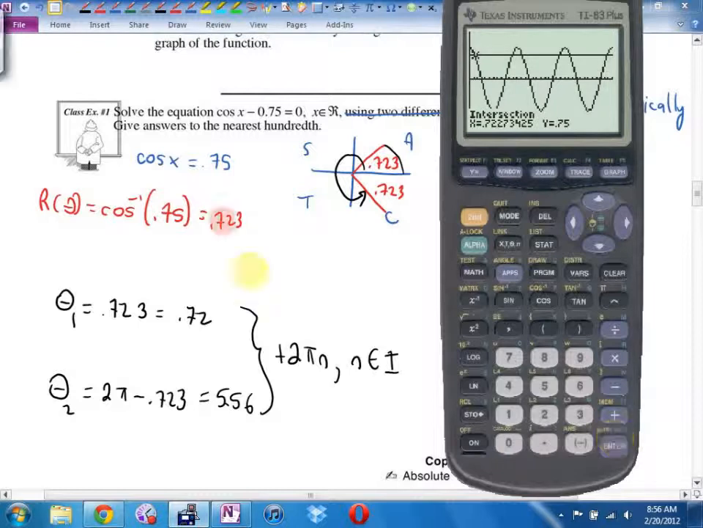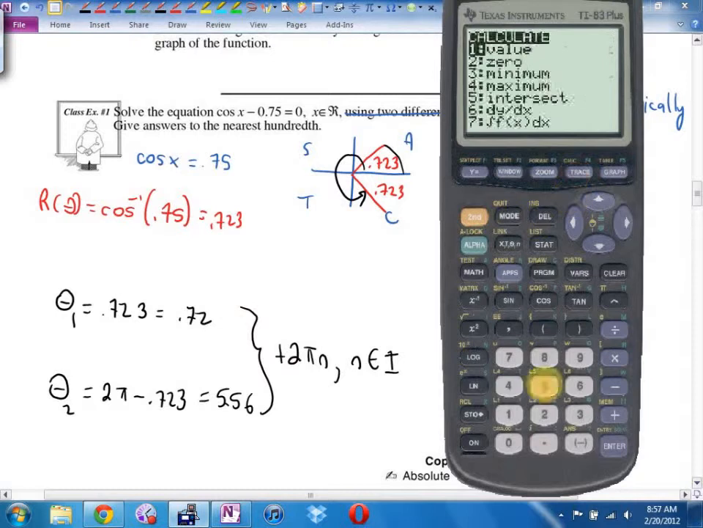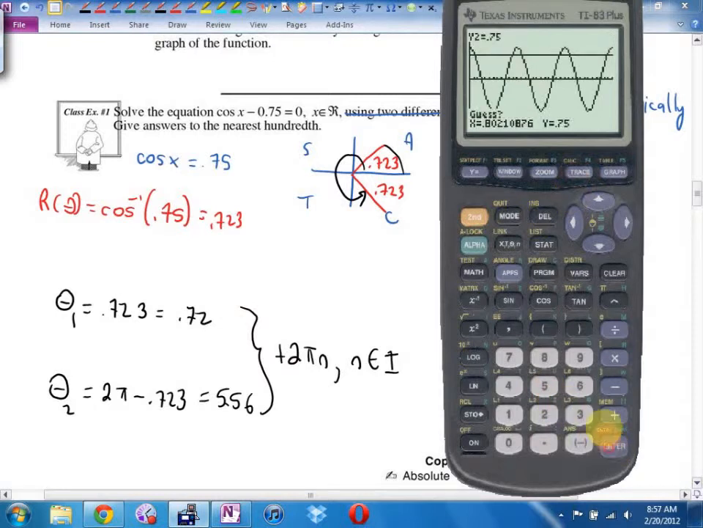Is that what we got? Yay! Let's find the next one. Second function, calculate, intersection, first curve, second curve. Right about there. Guess. 5.56, is that what we got? Yep. Now, can you see this intersection here is actually one period away from that one, and this one goes with that one. These three also go together.